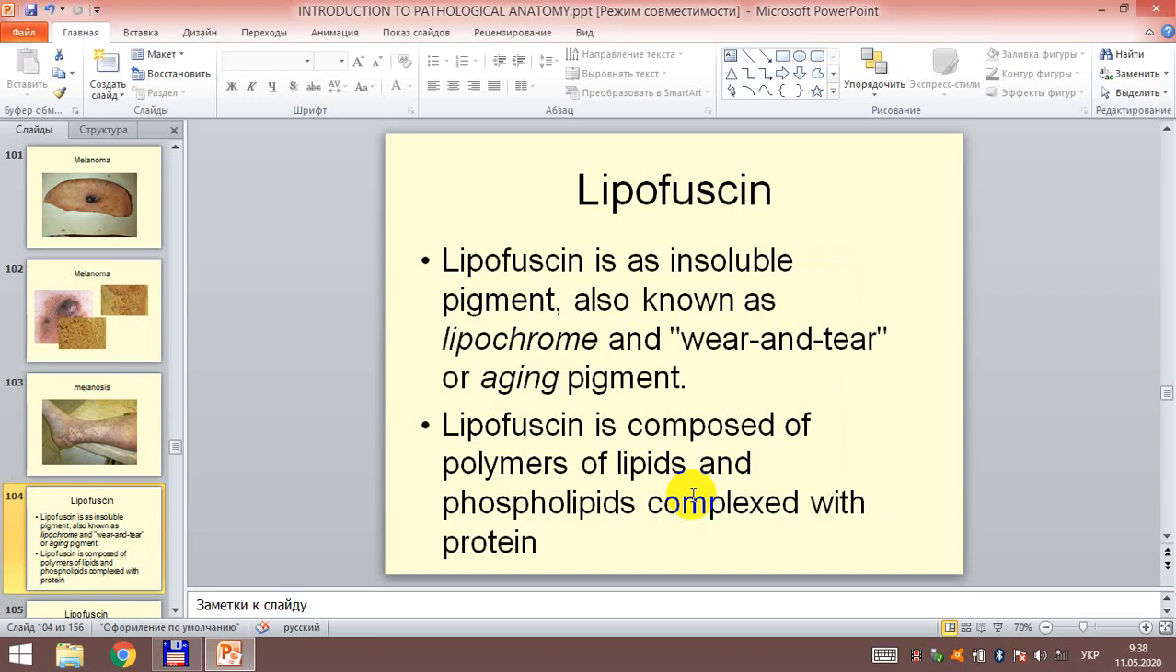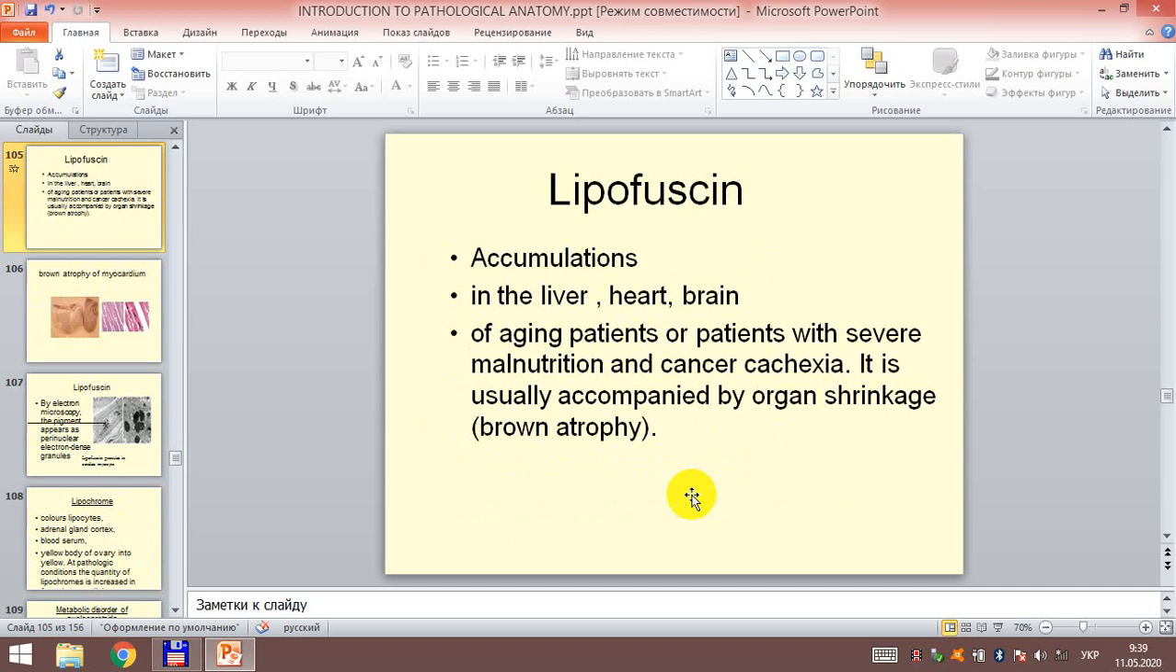Lipofuscin. Lipofuscin is an insoluble pigment, also known as lipochrome, or wear-and-tear pigment. Lipofuscin is composed of polymers of lipids and phospholipids complexed with protein. Lipofuscin accumulates in the liver, heart, and brain of aged patients or patients with severe malnutrition and cancer cachexia. It is usually accompanied by organ shrinkage, brown atrophy.